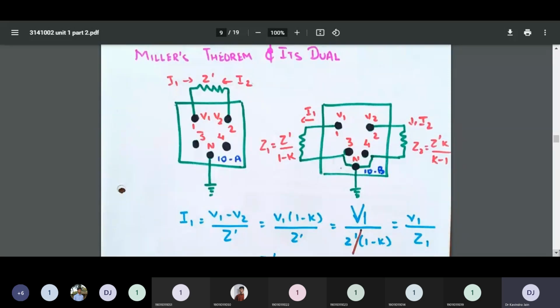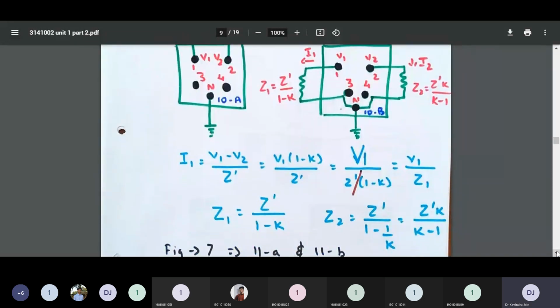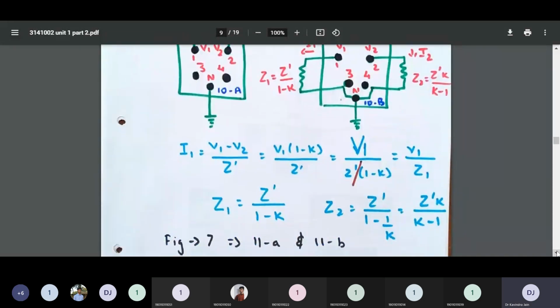Considering that Z1 in 10B is the equivalent model, or its duality of the Miller's. So Z1 becomes Z dash divided by 1 upon. So like this way, we are trying to neutralize certain things. While neutralizing these things, we came across these formulas of Z1 and Z2.